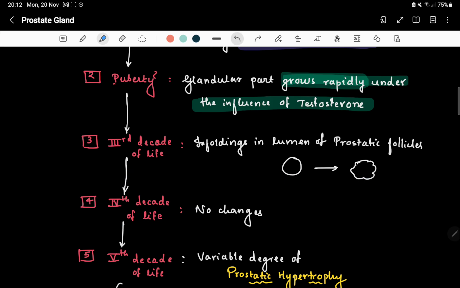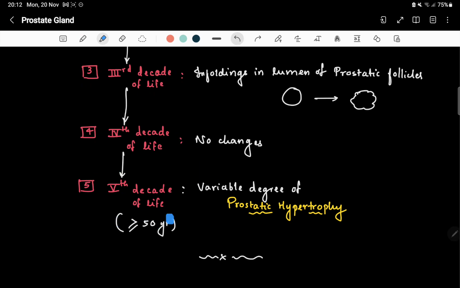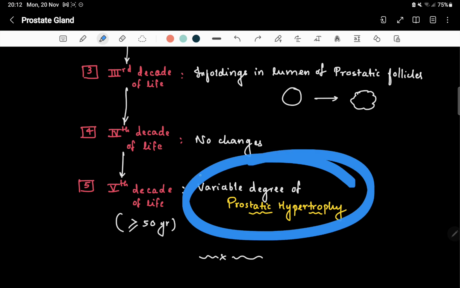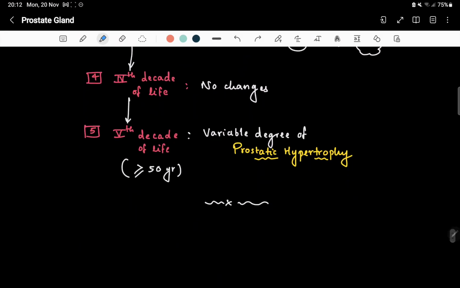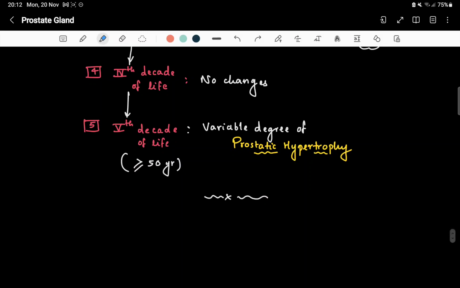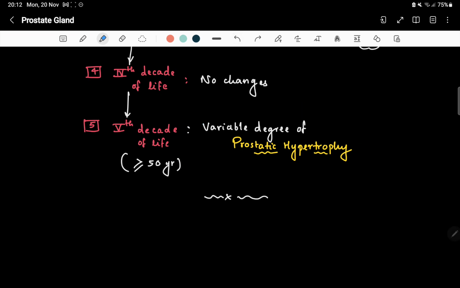In the fourth decade, 40 to 45 or 50, we have no changes. In the fifth decade, more than 50 years, there is a variable degree of prostatic hypertrophy. So prostate problems are common in males above 50 years of age. So that's all about the prostate gland. Let's move on to the next part.